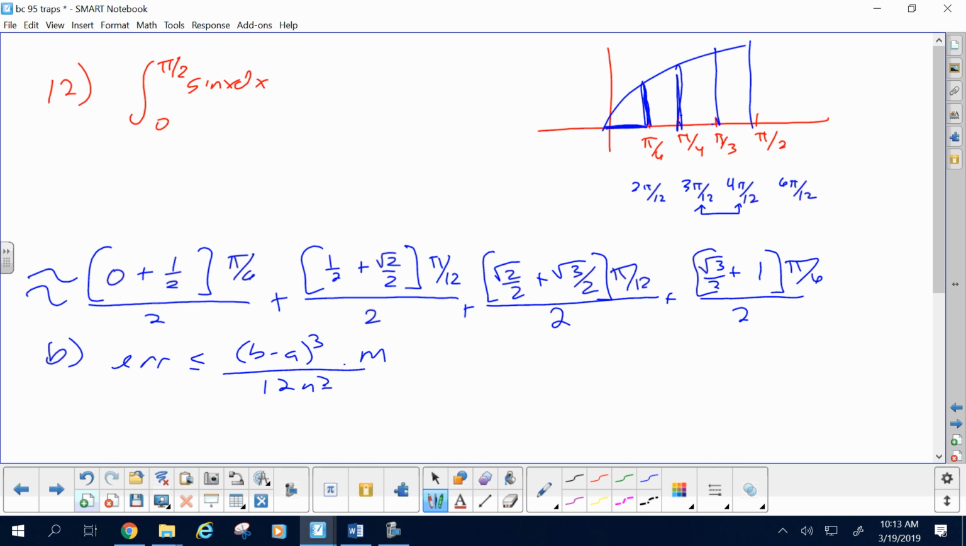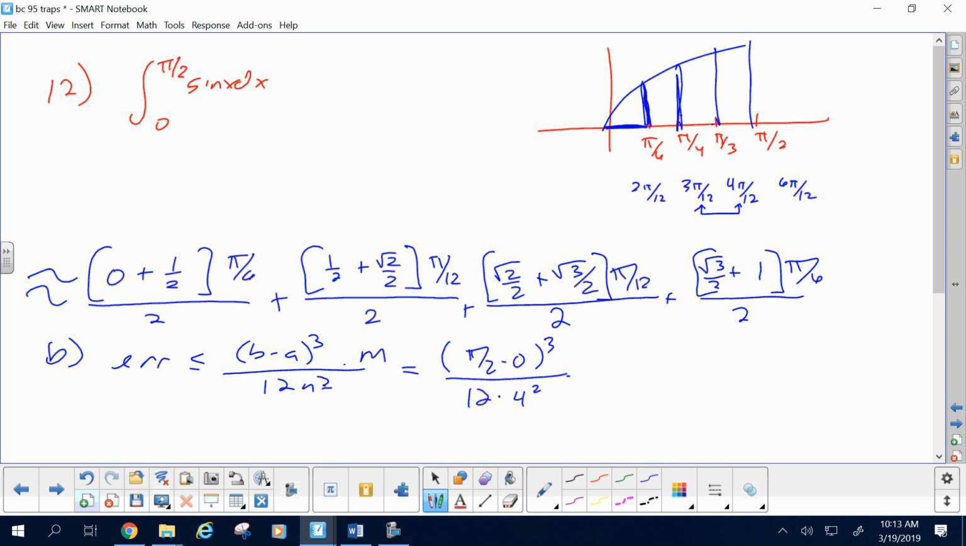Okay. Now in this case, what is b minus a? Pi over 2 minus 0. That's cubed. Over what is n? 4. Now that doesn't matter that it's not equal subdivisions here. We'll play with it. Usually you use this formula on equal subdivisions, but we'll roll with it.